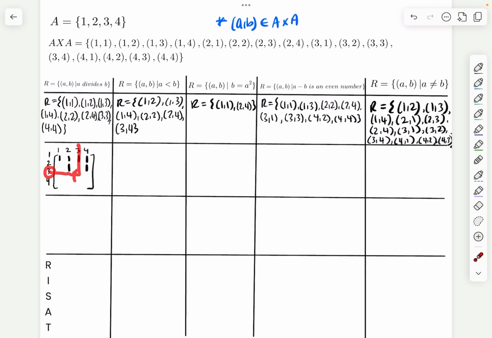So 3 is related to 3, so there's a 1 here. And then 4 is related to 4, so right here, there's a 1. And then everywhere else, you just put a 0. So 0, 0, 0, 0, 0, 0, 0, 0.